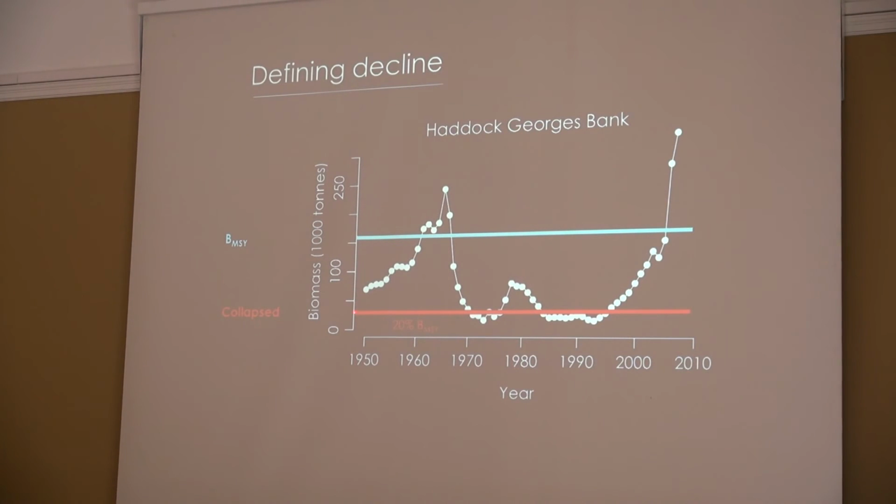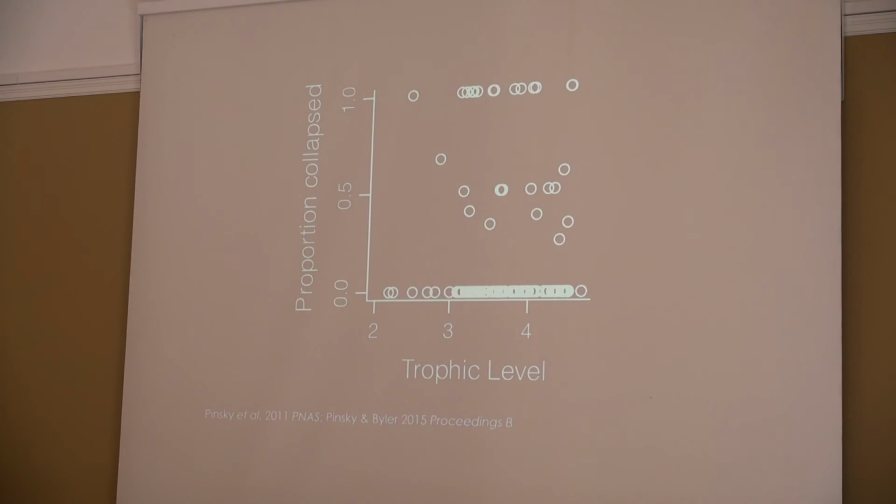If you think about it, population abundance has gone up and down. There's some level that's considered sustainable, the biomass that can support maximum sustainable yield. And then we considered a population collapsed if it fell to 20% of that level. I'm going to show you a number of graphs that look kind of like this. Just to orient you, this is the proportion of populations within a species that has collapsed. So each dot is a species.